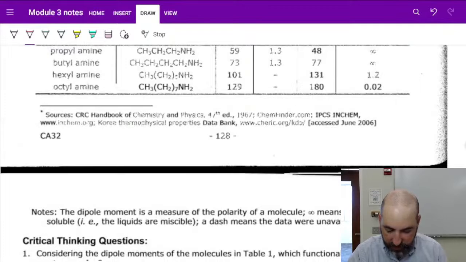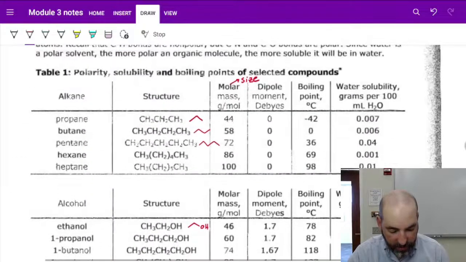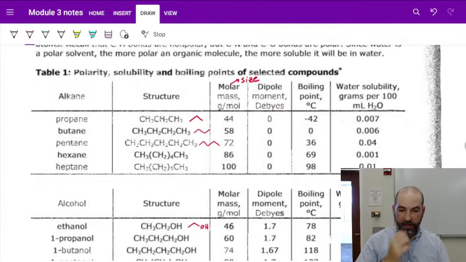Then down here you get some more information. Dipole moment is a measure of the polarity of a molecule. So this next column is actually a number that tells you how polar this molecule is. So how much of that separation do we have?